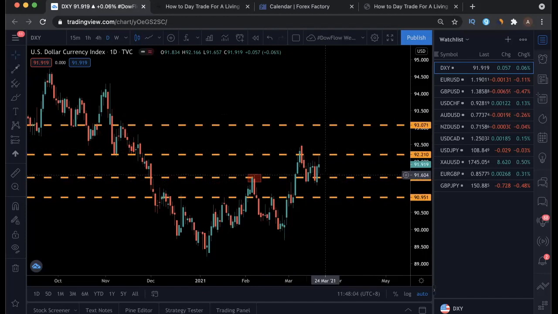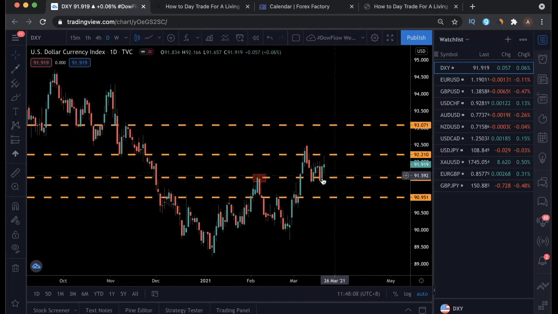So, for example, if you see a pin bar over here, then you know that there's probably some form of strength here. Then I'll be looking to buy dollar, and you'll be looking at shorting currency pairs like Euro dollar, Pound dollar, Aussie dollar.